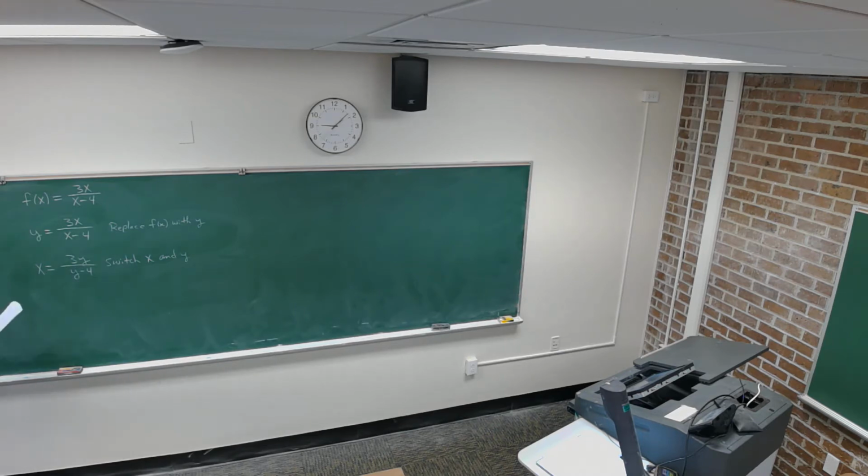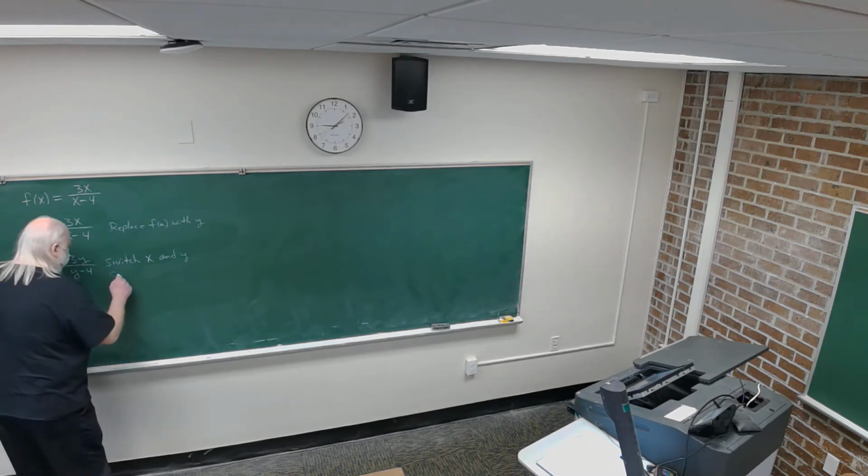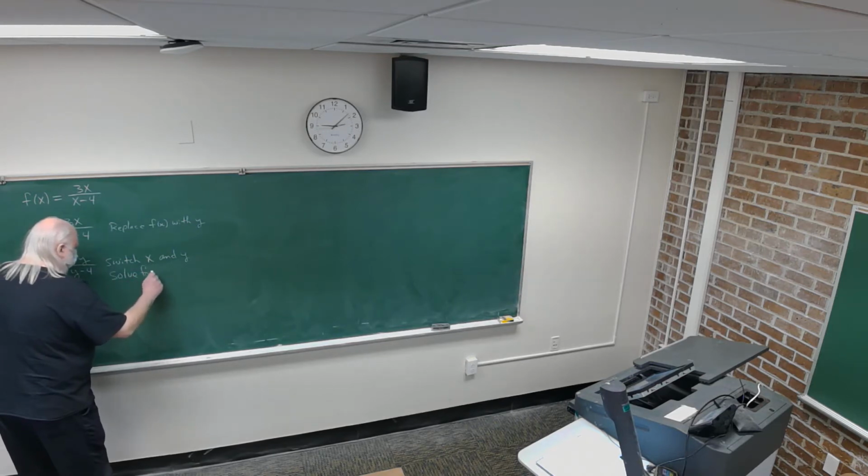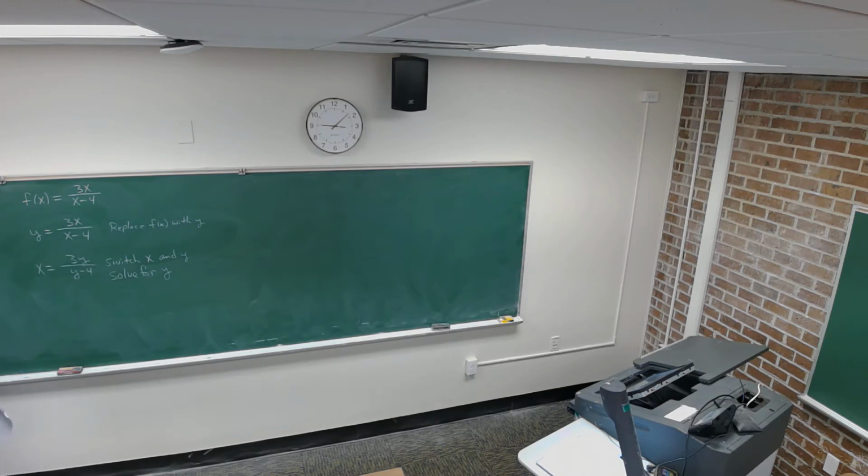Step number 3, solve for y. So this is where you're going to use your algebraic skills, right, to solve for y. And you notice we got 2 y's on the right-hand side. And so we got to solve this until we have 1 y all by itself on the left-hand side.